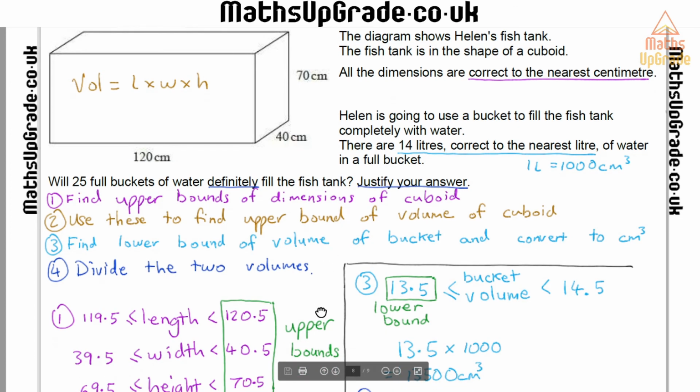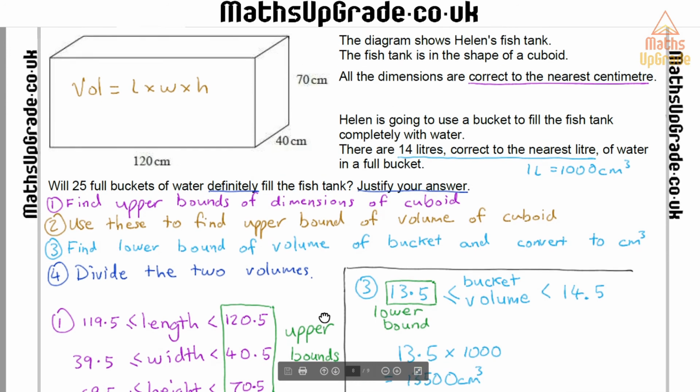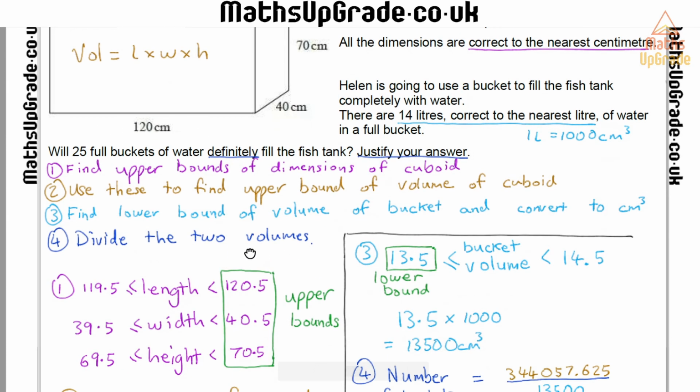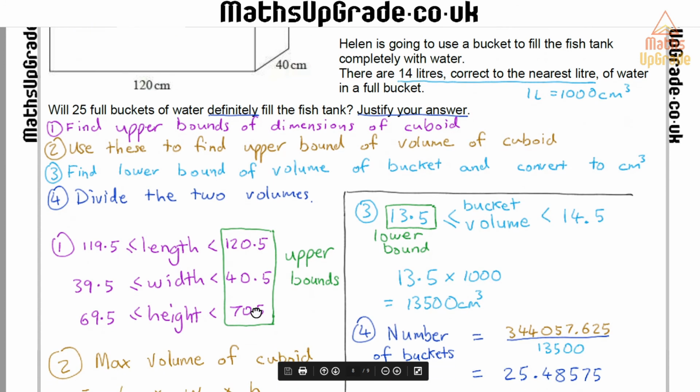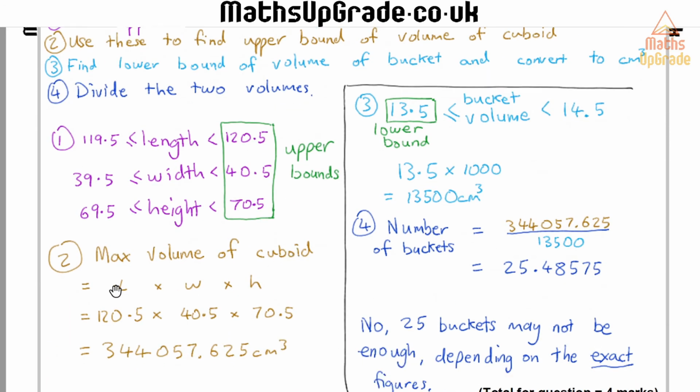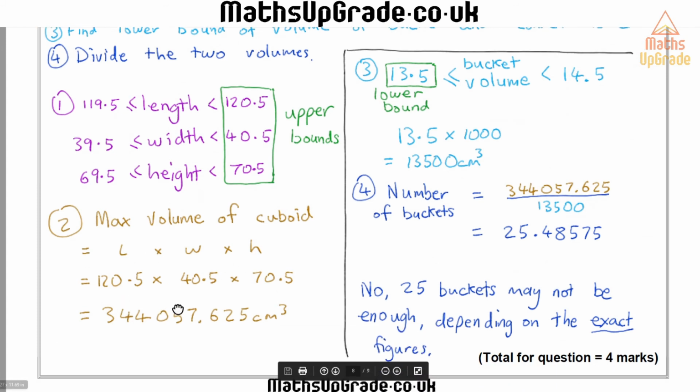So the upper bounds of the dimensions of the cuboid. Since the dimensions are correct to the nearest centimetre, then the greatest possible length is not 120, it's actually 120.5. So it's actually half a centimetre greater than what's quoted. Similarly for the width and height, the upper bounds are given there. The maximum volume of that cuboid then is going to be the length times width times height, which you can see their value there simply using a calculator. So that's the biggest possible volume of that cuboid.